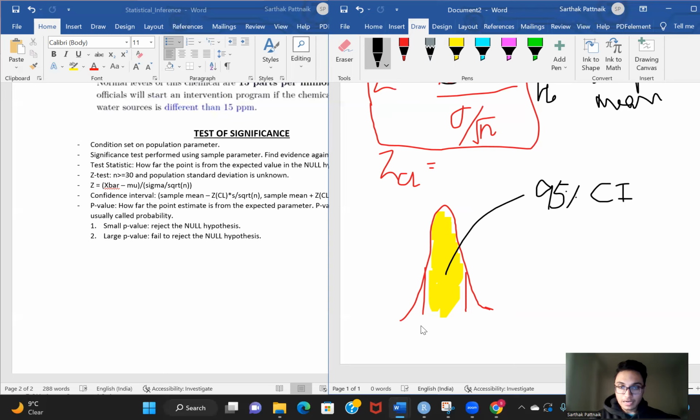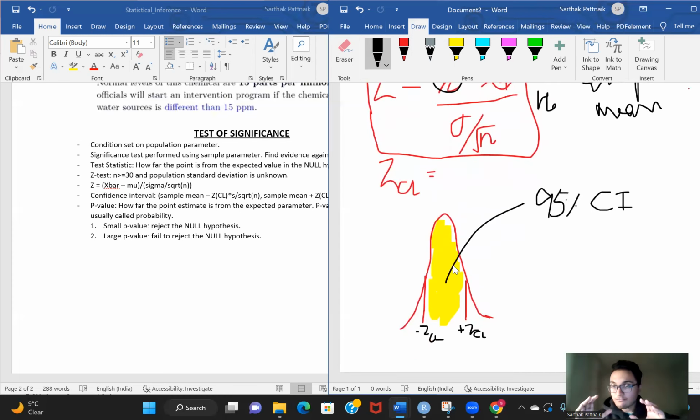This right here, let us suppose this is minus z and this is plus z. These two values are my z value at confidence level. Okay. Now, this is my expected value, or the expected z value for that confidence level at null hypothesis. Now I have to see, compared to this z value, where my test statistic lies.